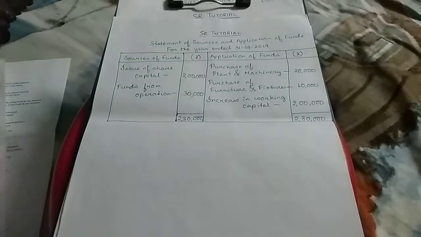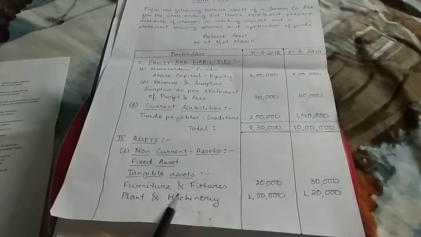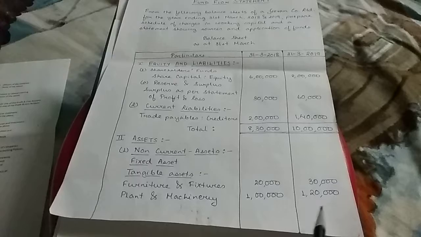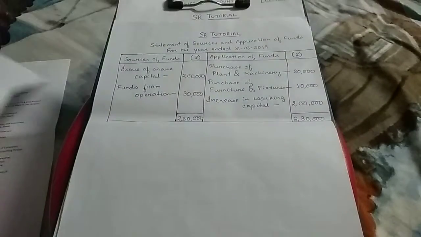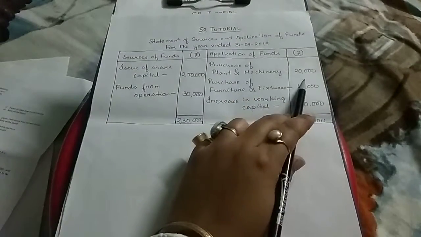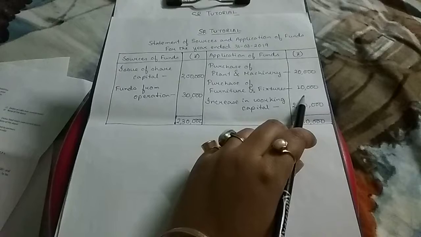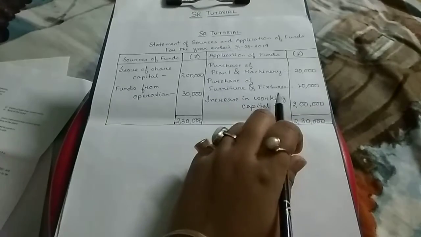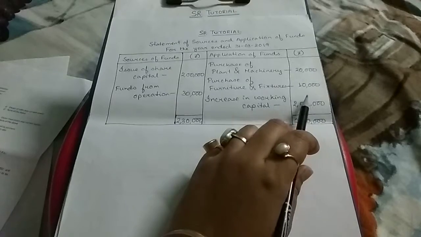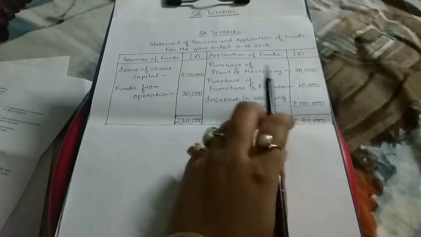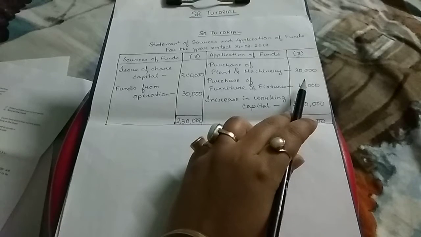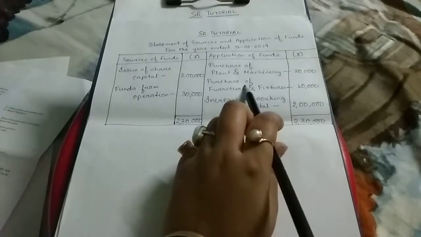Then you see the purchase of furniture and fixtures, where 10,000 is the increment, and the purchase of plant and machinery, where 20,000 is the increment. Purchase of plant and machinery is 20,000, purchase of furniture and fixtures is 10,000. The value of furniture and fixtures for the year 2019 has increased by 10,000, so there is a purchase of 10,000. And the value of plant and machinery in the year 2019 has increased by 20,000, so there is a purchase of 20,000 of plant and machinery.